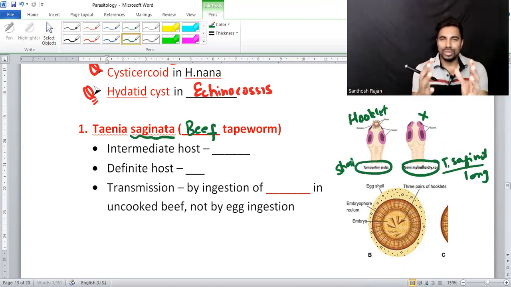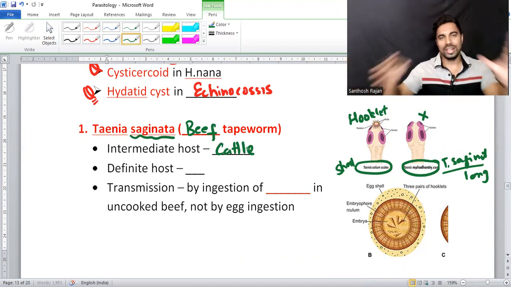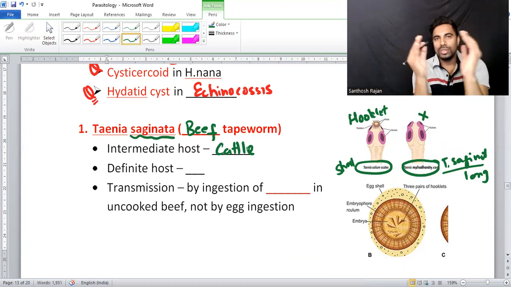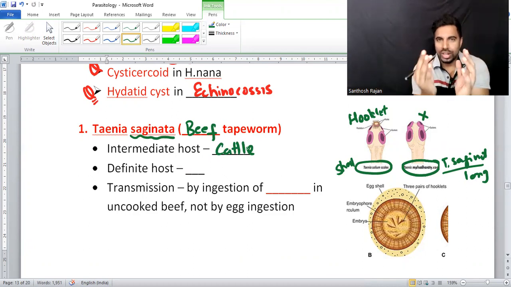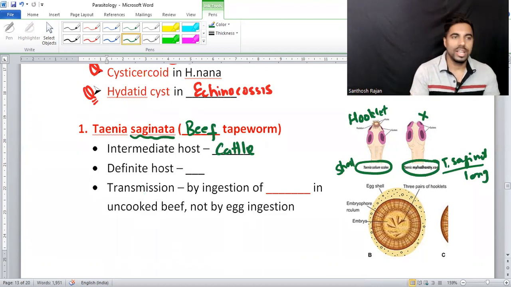Pig is small, and saginata is big, so it's beef, cow. The intermediate host here is cattle. That's why the name is also big. Remember like that: saginata is big, so big cow. Solium is the small name, so it's pork. Pig is small compared to cow. But solium is dangerous. The definite host is man. And usually, ingestion of what?